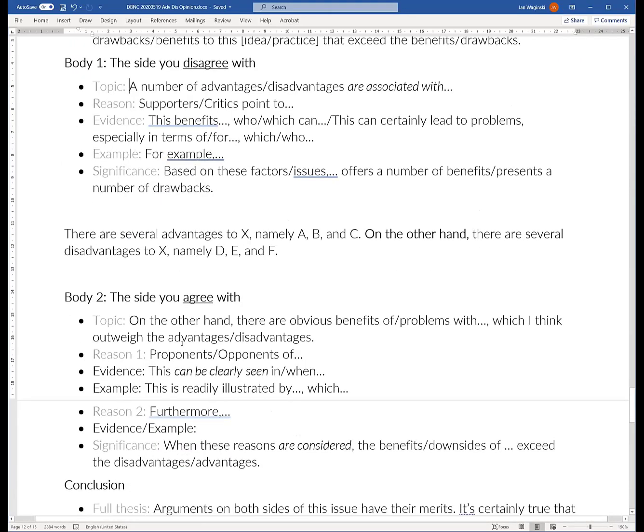I have a question, please. Regarding the transition paragraph, can we write a small transition paragraph, like one or two sentences, as a transition from body one to body two? No, don't do it. Okay. Why? You don't need a transition paragraph.